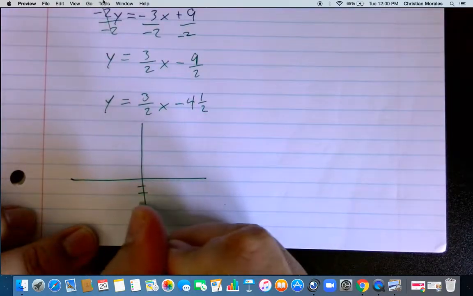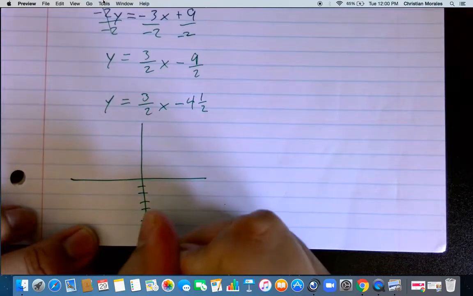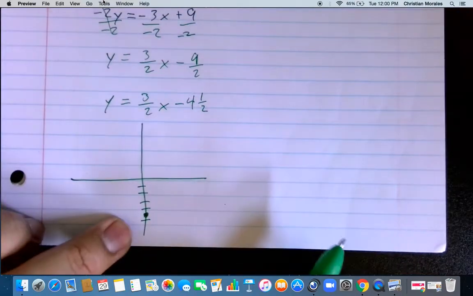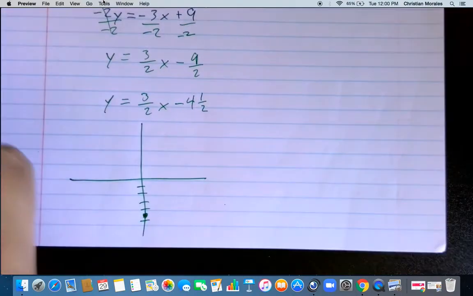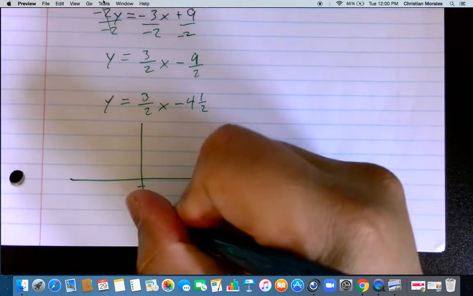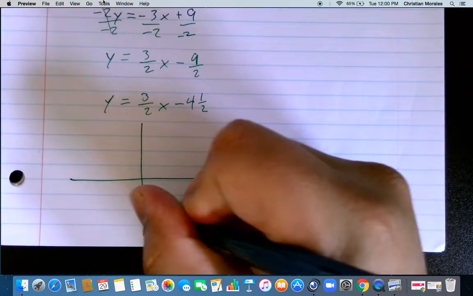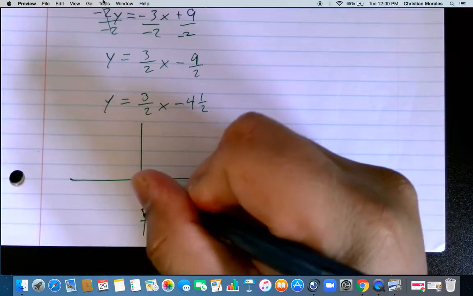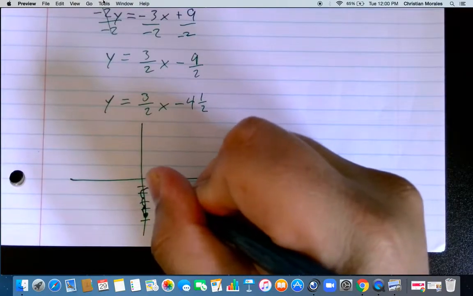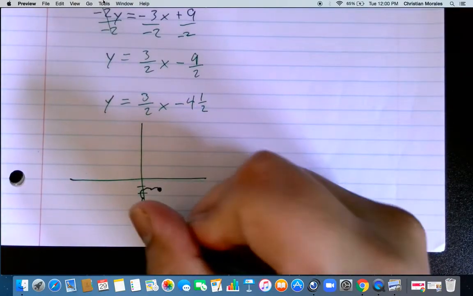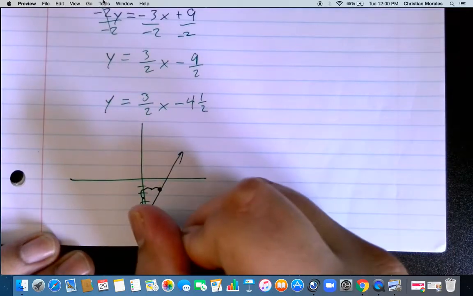So in my graph, I would have to find 1, 2, 3, 4, 5. This would be -4 1/2. My slope is 3/2, so I'm going to go up 3. 1, 2, 3/2. My line would look something like that.